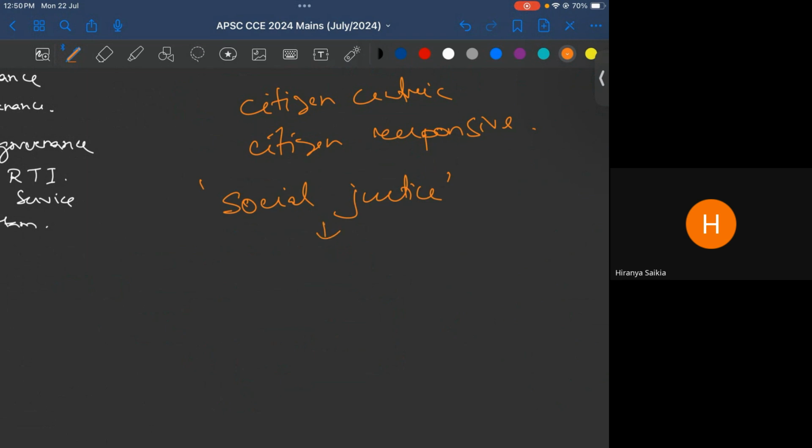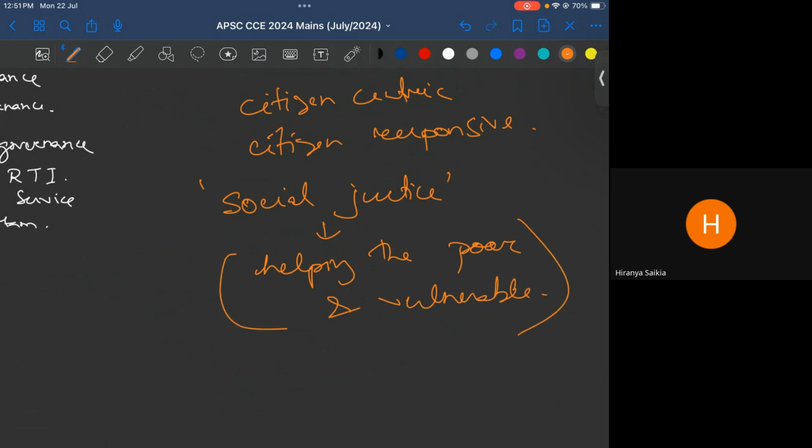Social justice means what? Helping the poor and vulnerable. So the support that we are giving to the flood-affected people today as an administrator, that is part of social justice. So we cannot do the job now with an elite orientation or a boss-type attitude, because the nature of administration has changed. Now we have to be responsive, we have to develop trust among them, we have to develop a citizen friendly attitude.